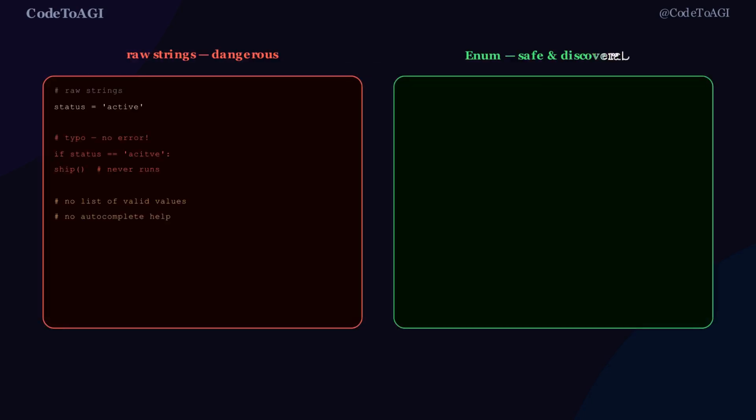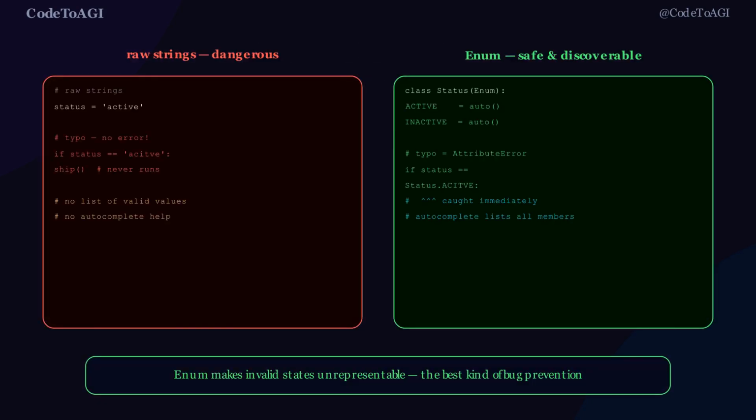Strings are invisible to autocomplete. A typo passes silently, no error. You can never list all valid values. With enum, autocomplete catches typos. Comparison to an invalid member raises AttributeError. You can iterate all members. Enum gives you type safety without a type system.